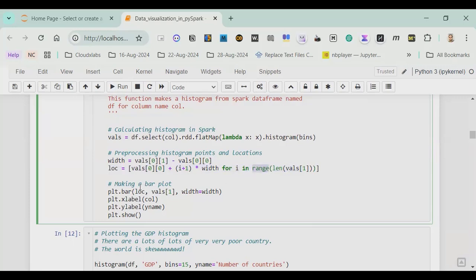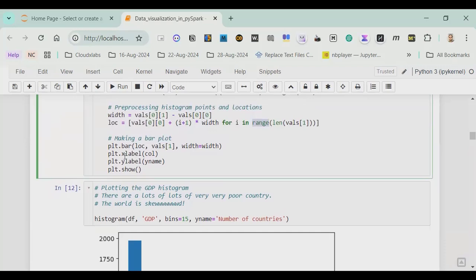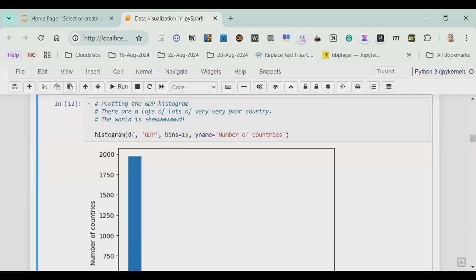Now let's make a plot here. I'm giving plt.bar with the locations and the values 1, along with an x label and a y label, and plt.show. This is just the function. Now let's run it. Now the function is created.